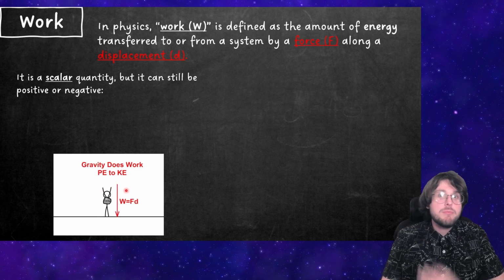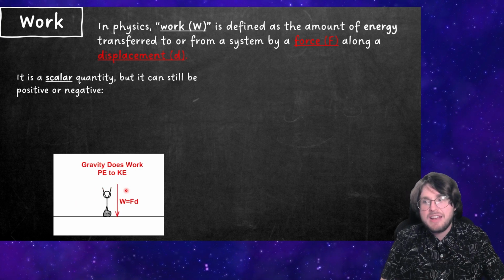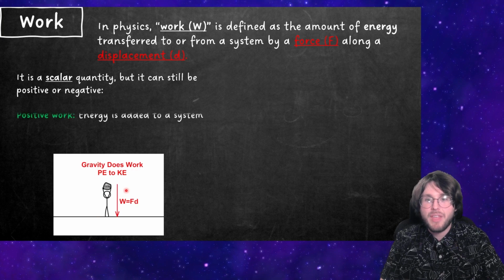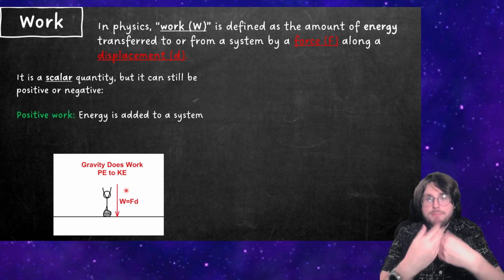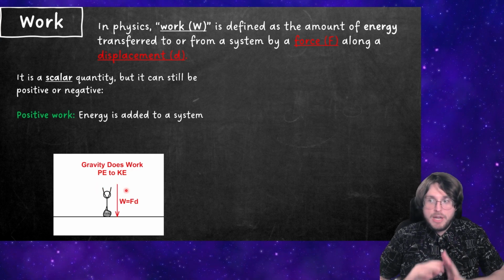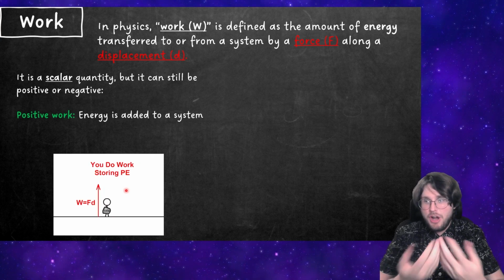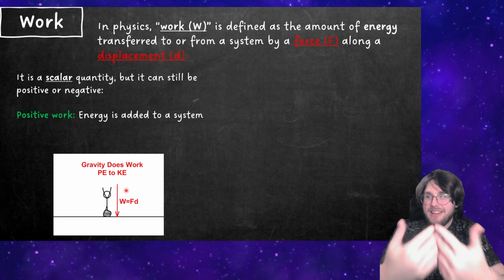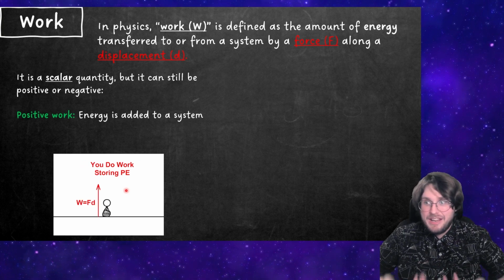Work is a scalar quantity, meaning we won't really have to worry about direction as much. However, it can be positive or negative, and sometimes the idea behind that can be a little confusing. So in general, if you have a positive value of work, that just means that you're adding energy to a system. So somebody is pushing this trolley, and that trolley is gaining some kind of energy, usually kinetic energy, if we're in mechanics.